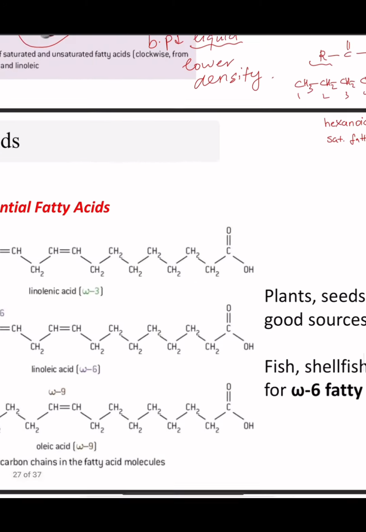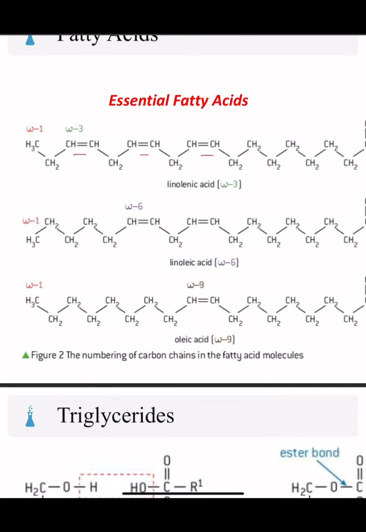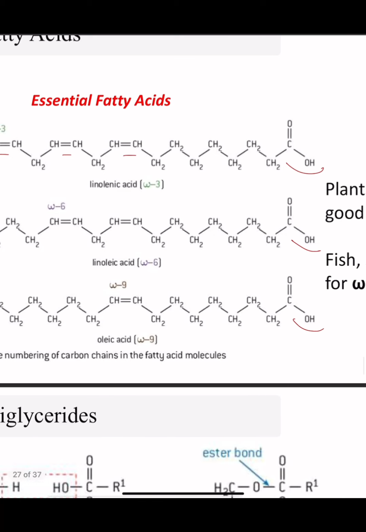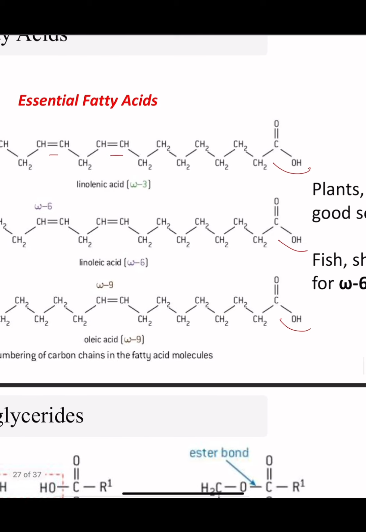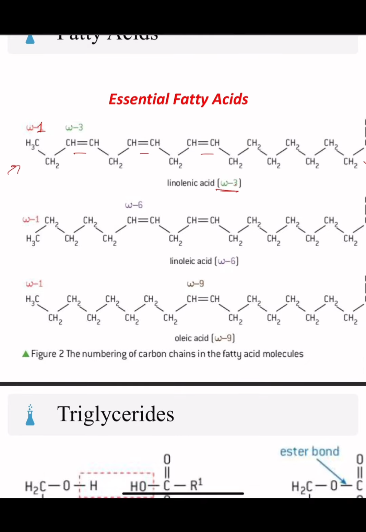So now essential fatty acids, as you see, we have double bonds in here, right? And we have COOH in the end, so we know that it is a fatty acid. So for this fatty acid, we always count from the left side to find the omega number. The omega number is going to be the number of the carbon which holds the double bond. So you see, this is the first carbon, this is the second, and the third carbon, we have a double bond.